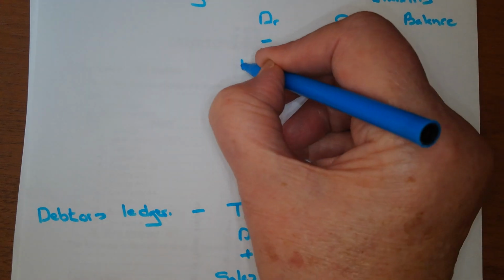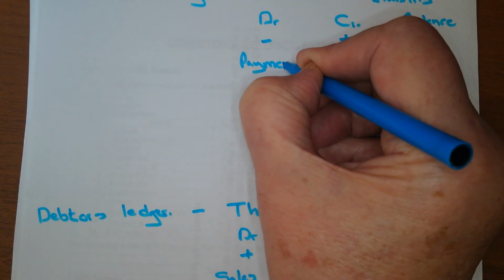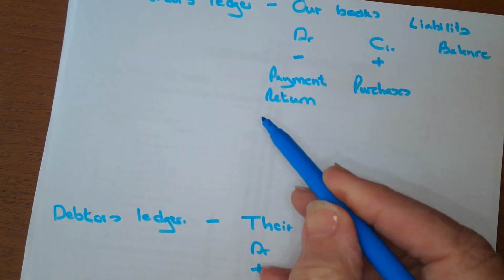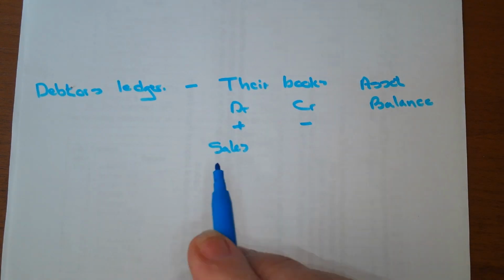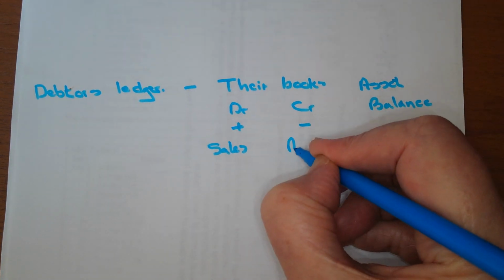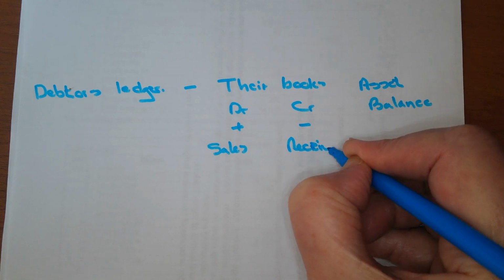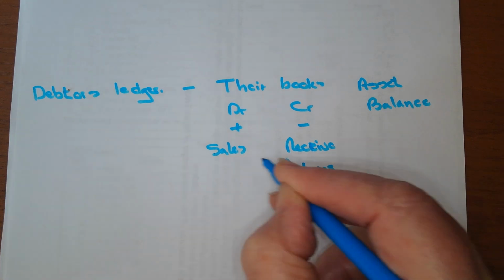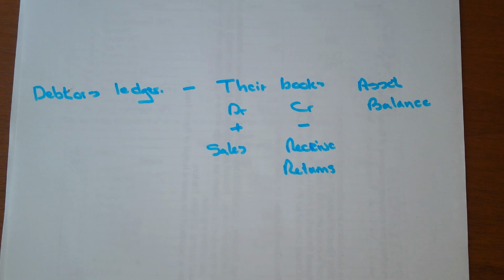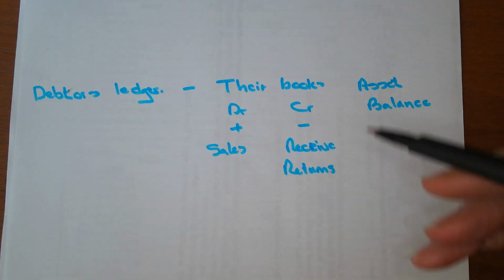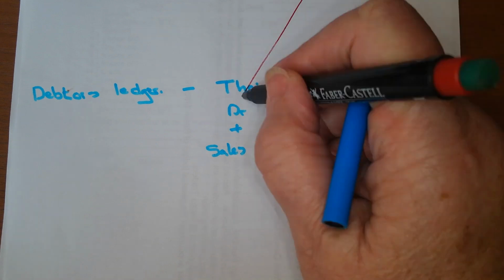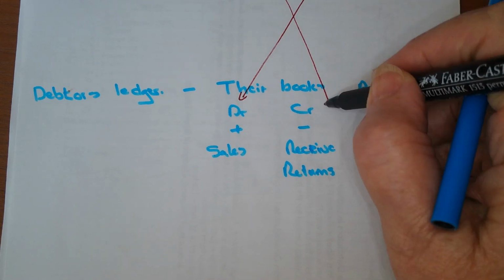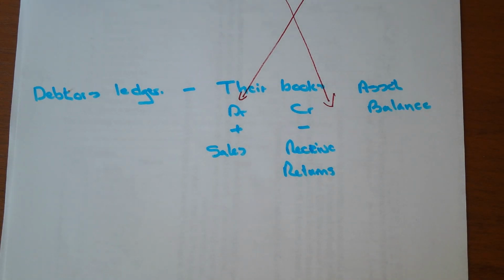When we make payments or we return goods to them, we will debit their account to show that we owe less money. When they receive money or there's returns, they have to decrease our account on the credit side. This indicates that everything that we record on the credit side, they will record on the debit side. And what we record on the debit side, they will record on the credit side.